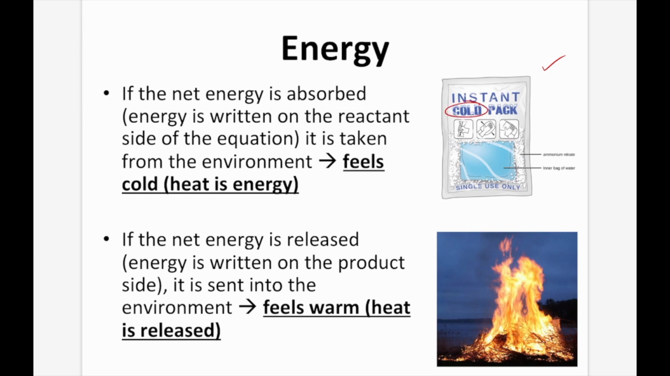An example of the opposite kind of reaction is when the net energy is released. So energy is written on the product side, and this is because it's sent into the environment, and it's going to feel warm. Heat is released. An example of that is fire. So there is some energy used in the creation of the fire, when you're striking the match, when you're rubbing the sticks together, but there's a lot more energy on the product side. There's a lot more resulting net energy than there was in the creation of the fire in the first place.